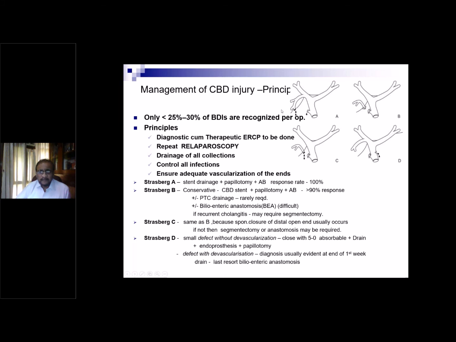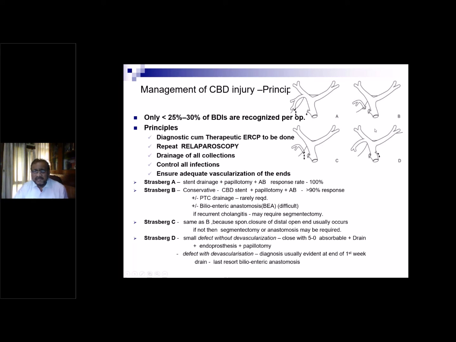Strasberg A, you don't need to do anything, just put in a stent and papillotomy. Whenever you're doing a stenting, always cut the papilla so that it becomes a wide drainage stent. So papillotomy, stent drainage, and antibiotic. The response rate is almost 100%. You don't need to do anything else in these patients. 100% of the time, the patient is absolutely all right.